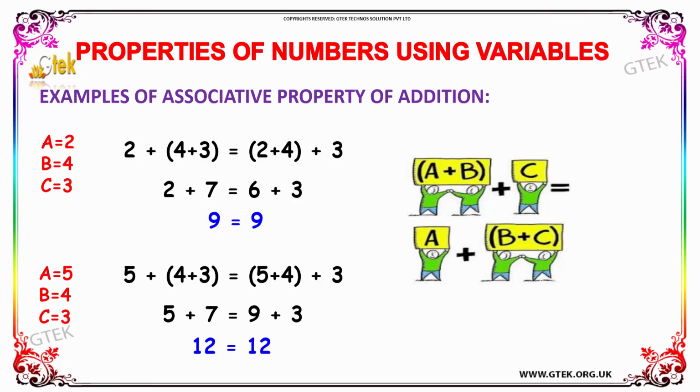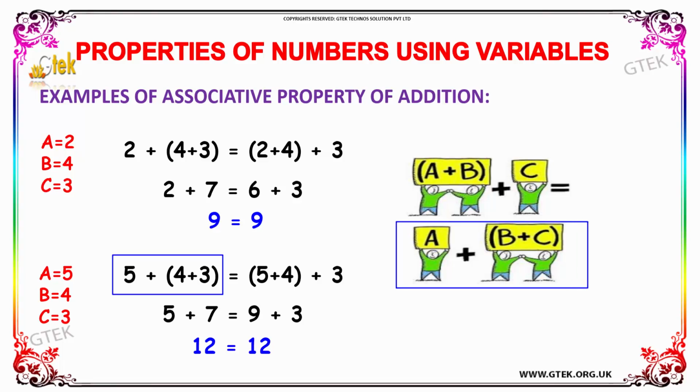We have one more example where the value of A equals 5, B equals 4 and C equals 3. You can compare A plus B plus C by applying the logic of the associative property.